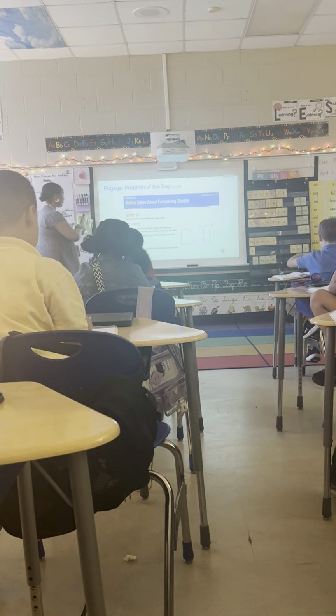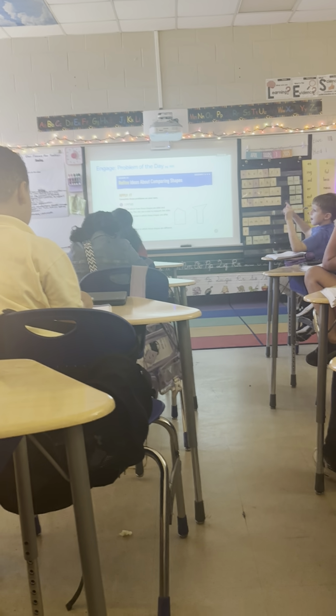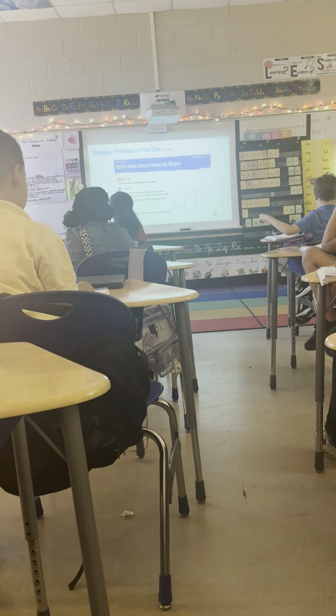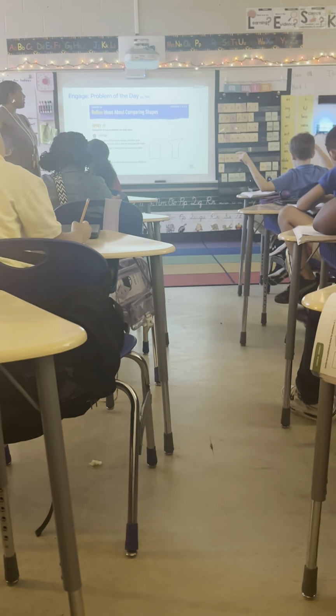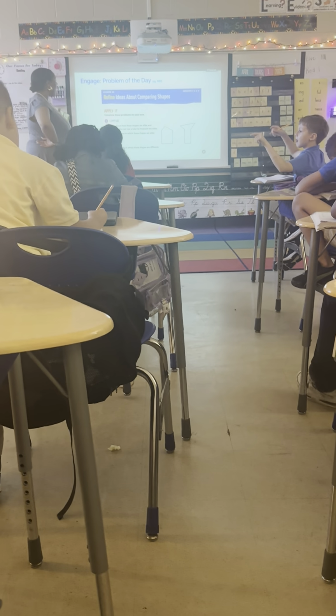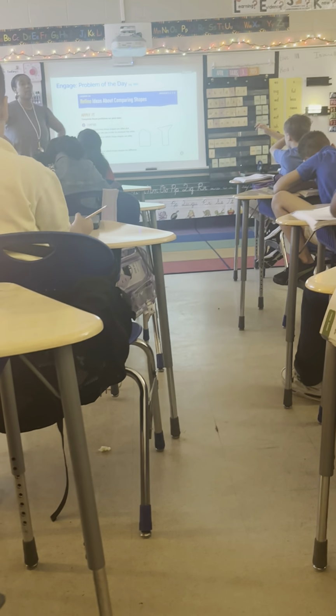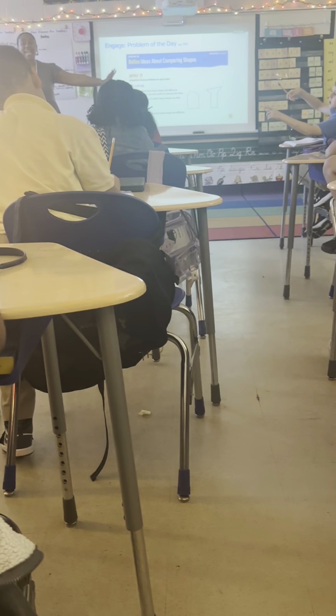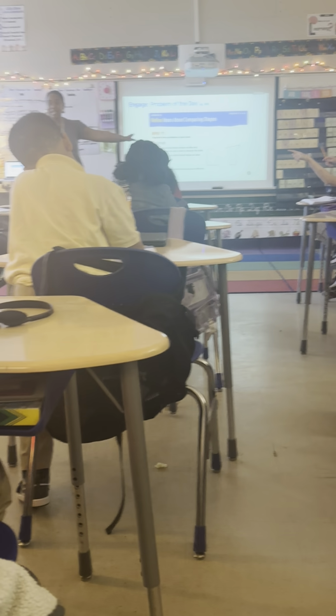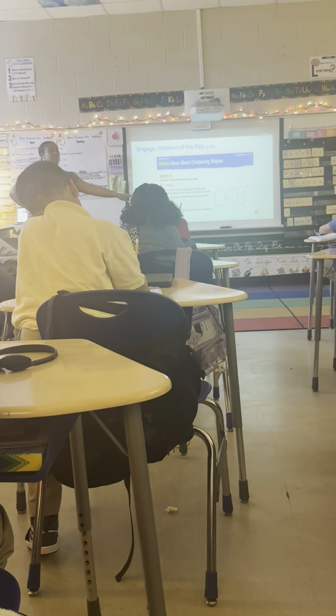Go ahead. Write how they are alike. I will also suggest that you look at what type of angles they have. If you don't remember the angles, refer back to our anchor chart.